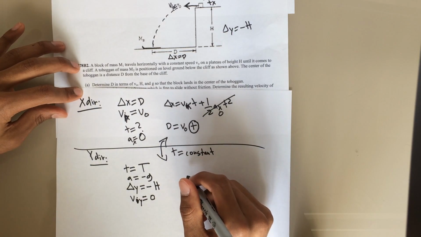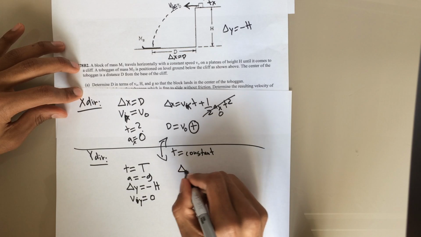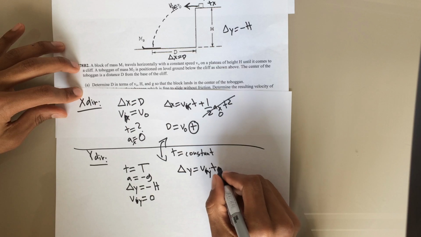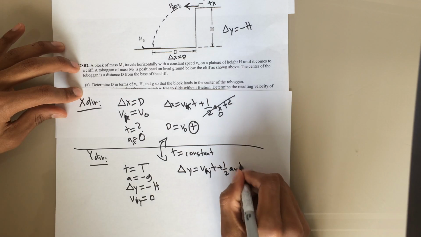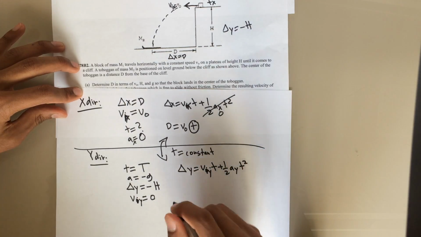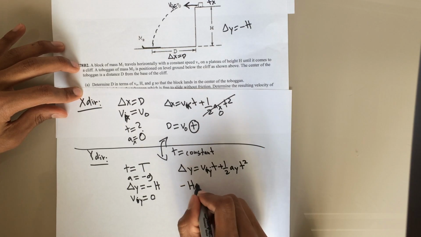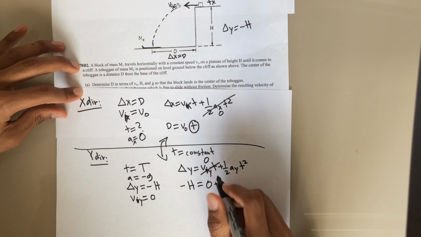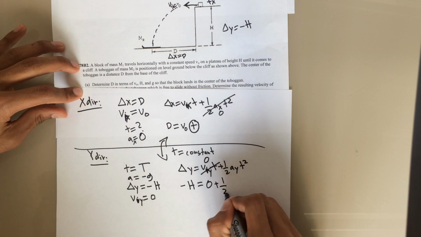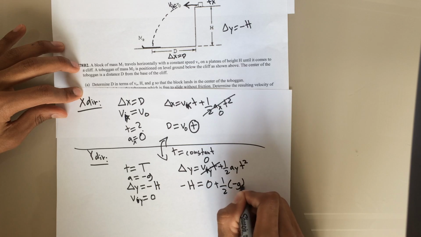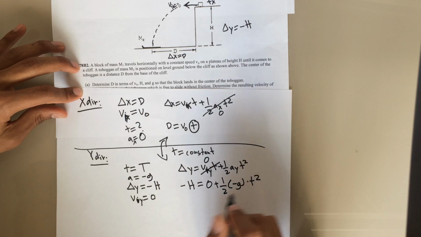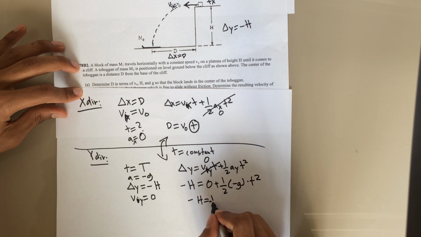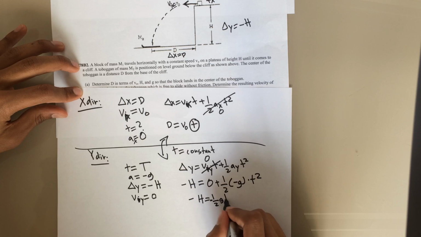So now we can use the equation delta y is equal to v initial y times t plus half a_y t squared. And we know delta y is going to be negative h, and our v initial y is 0, so we can cancel that out. And we have half times negative g, the acceleration, times t squared. So negative h is equal to negative 1/2 g t squared.